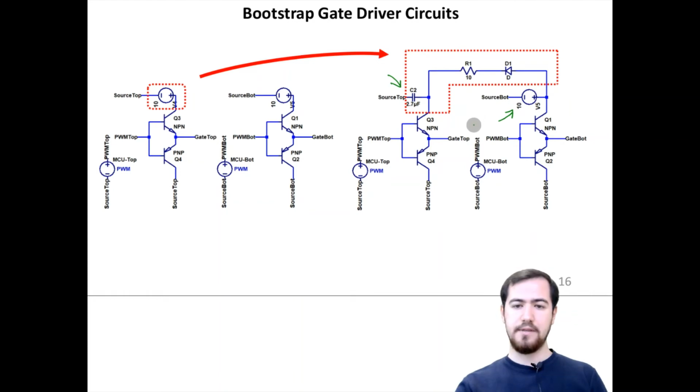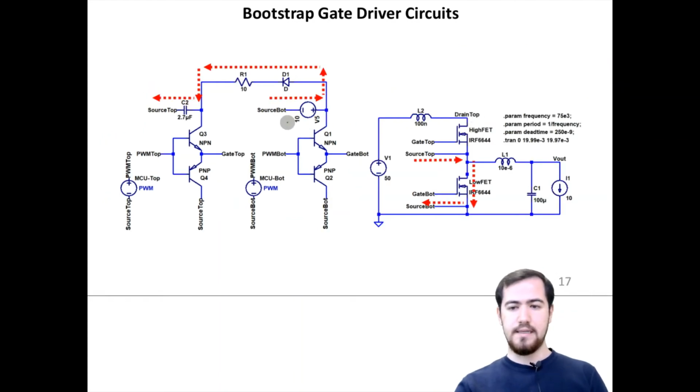So let me explain how it works. Let's say we are turning on the low side switch. I mean, we have applied a high pulse to the gate pin of our low side switch, which means that the voltage between the drain and the source is reduced a lot. So this activates a current path from this power supply, and it conducts through the diode, the resistive component and capacitive component. It goes into source top, which is actually here.